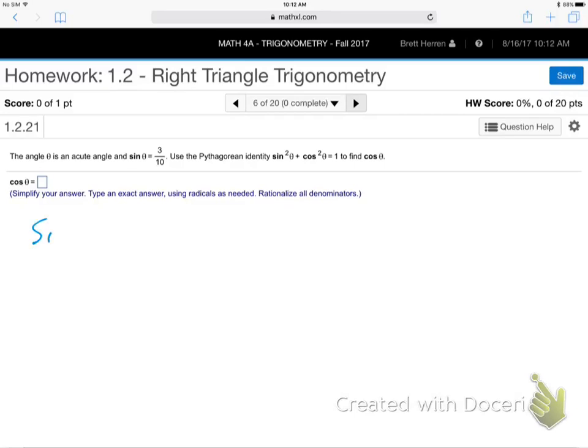So they're giving me sine of theta is 3/10. And they want me to use the Pythagorean identity, sine squared plus cosine squared is 1. I haven't even told you that's the truth. Sine squared plus cosine squared is 1. Let me, I don't have time to prove everything today, so we'll just take it blindly and we'll prove it another day. It's true. And there's a good reason for it, but if we do that all day long, we won't get through the homework.